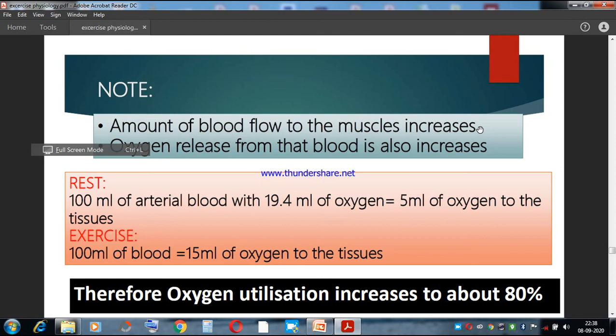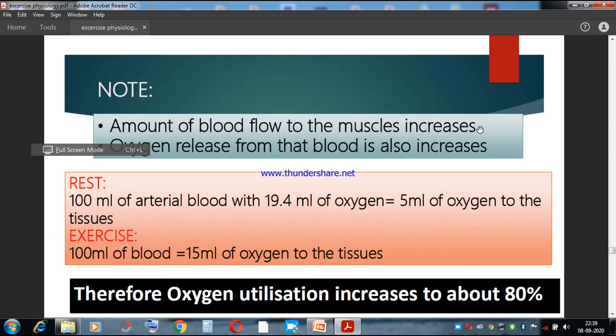and we know at rest 100 ml of arterial blood having 19.4 ml of oxygen releases 5 ml of oxygen to the tissues. Okay, so the oxygen volume of 5 ml is taken up by the muscles.